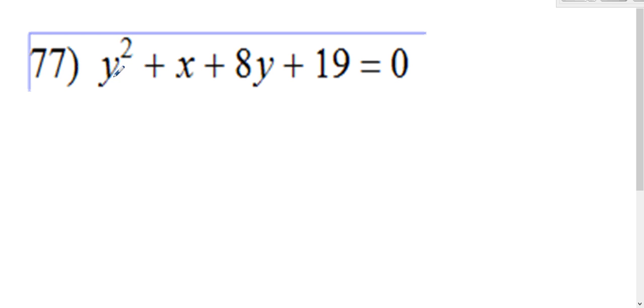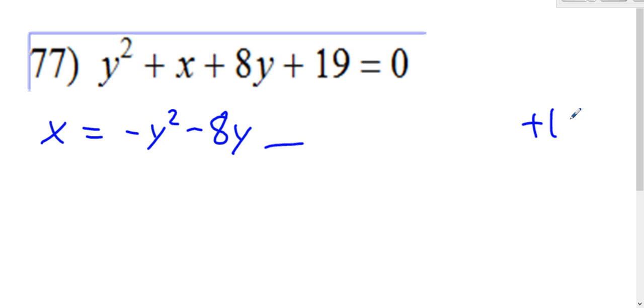So we have a y squared, which means we're going to solve for x. There's no x squared, so we know it's a parabola. We solve for x. So that will be negative y squared. Move it over. Negative 8y when we move it over. And then we'll have a blank. Now we do have this 19. We're going to put it way in the back. But we moved it over so it does become negative 19.